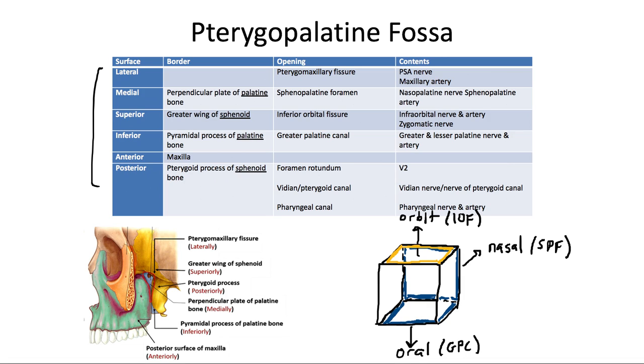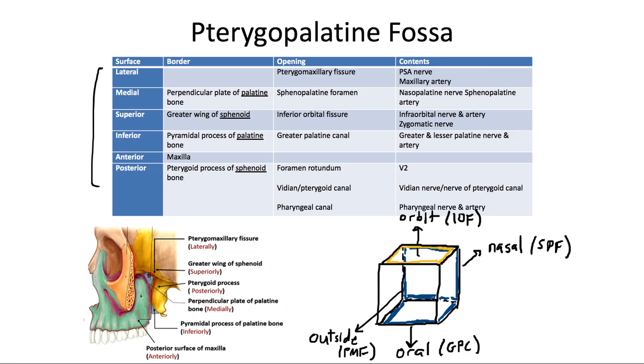And then I'm just going to add really quick a little arrow out this way. This is our pterygomaxillary fissure, and that leads to the outside of the skull. That's headed towards the infratemporal fossa. So outside, pterygomaxillary fissure. All right, so we only have 2 more to go.